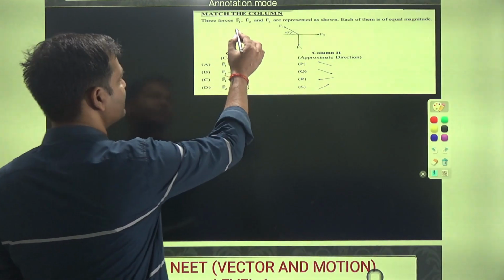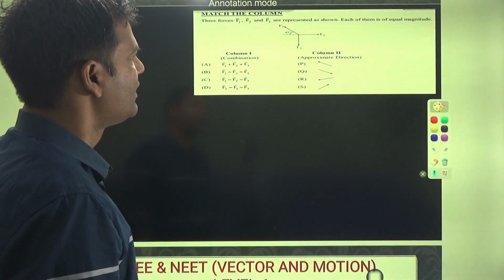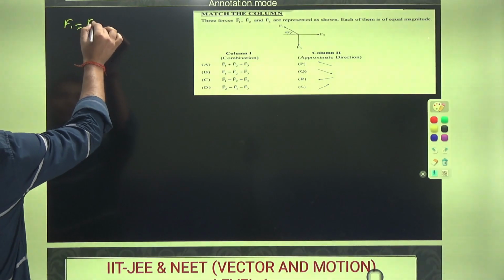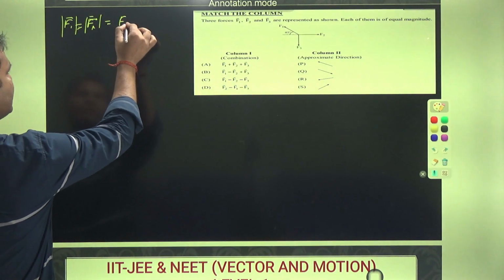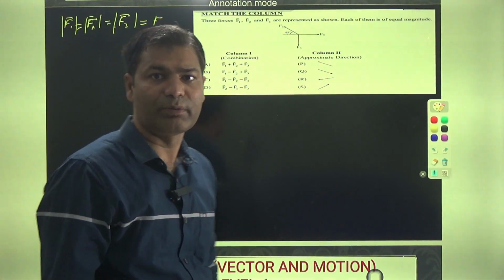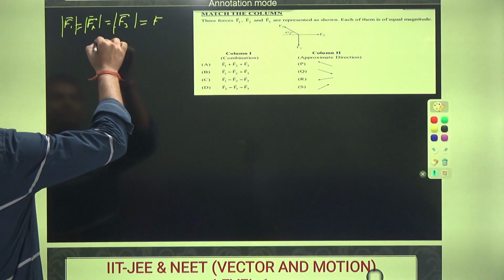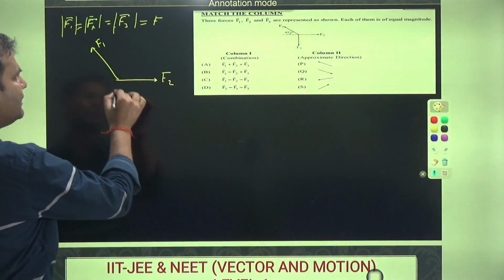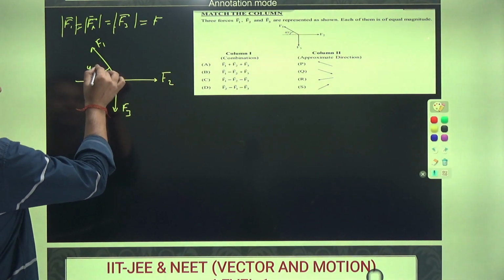Now the corresponding question: three forces F1, F2, F3 are represented as in the figure, each of equal magnitude. That means F1 is equal to F2, is equal to F3, that is F. Clear or not? These three are of equal magnitude. Here F1, here F2, here F3. The direction is 45 degrees, as given.